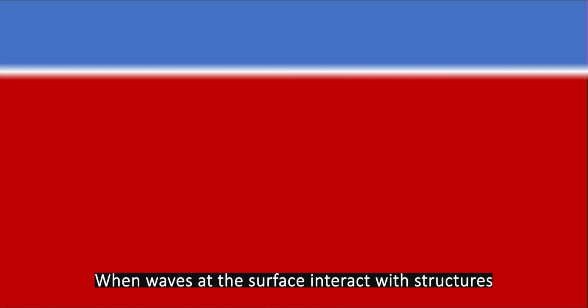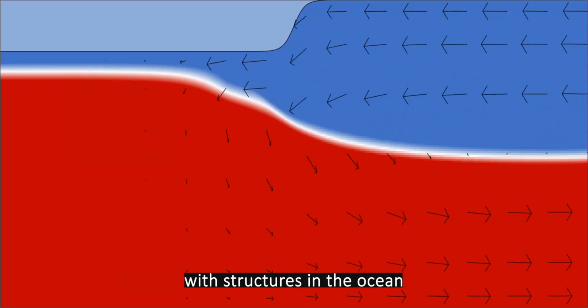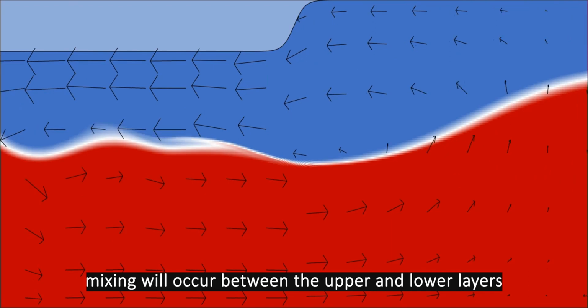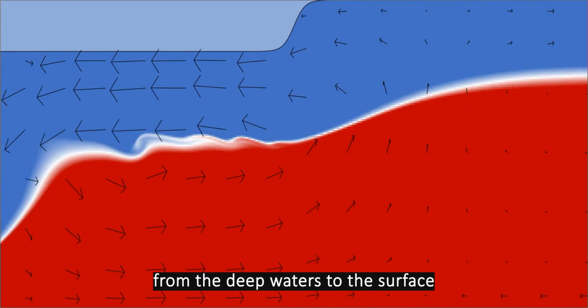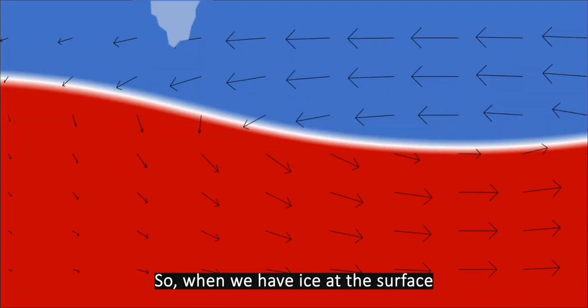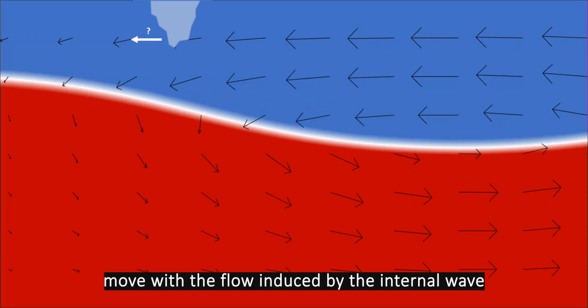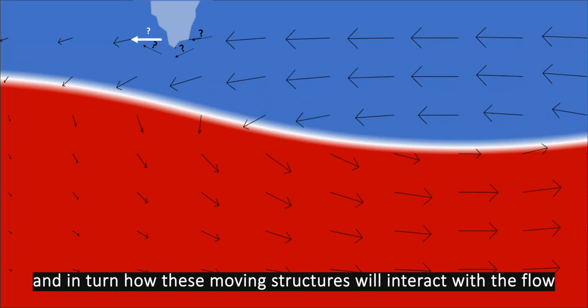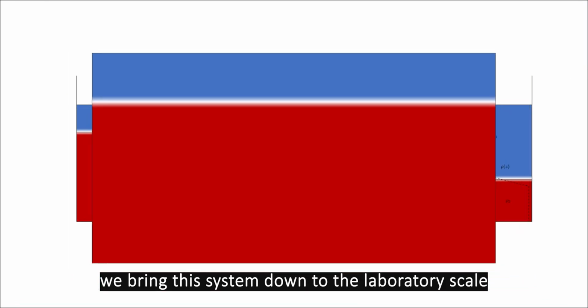When waves at the surface interact with structures such as a beach or a jetty, it produces chaotic, turbulent processes. Likewise, when these internal waves interact with structures in the ocean, mixing will occur between the upper and lower layers, which in the Arctic Ocean could bring heat from the deep waters to the surface, where it could then melt ice. So, when we have ice at the surface, we want to understand both how these structures move with the flow induced by the internal wave, and in turn, how these moving structures will interact with the flow and induce mixing. To answer this question, we bring the system down to the laboratory scale.